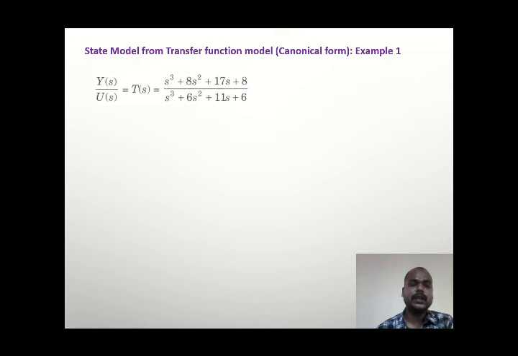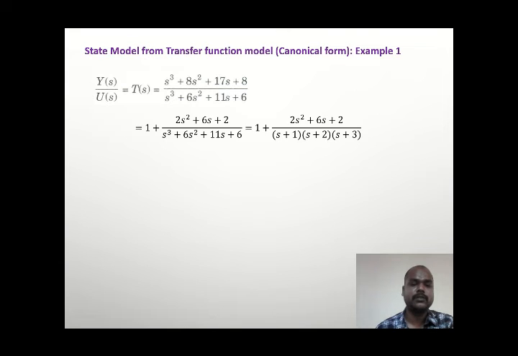So why have we done that? We have done that to obtain another form of transformation from transfer function model to state space model, and that is called the canonical form. This canonical form is important from the designer's point of view when you are given a task to design a certain control system. So let's see how we can obtain this canonical form. We have here (s³ + 8s² + 17s + 8) divided by (s³ + 6s² + 11s + 6).